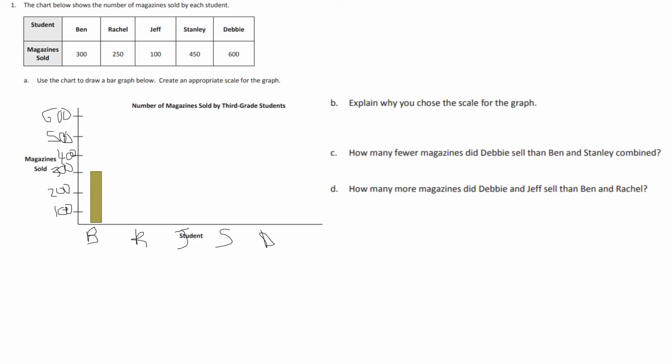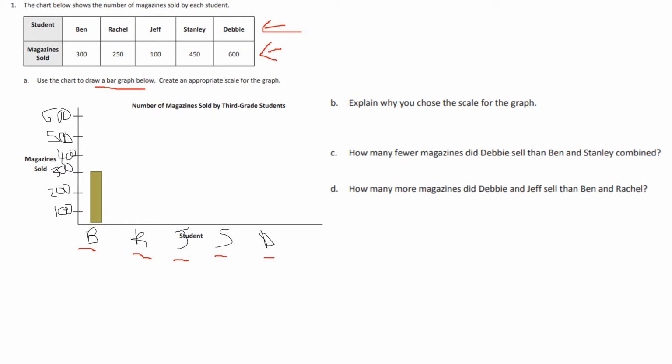All right, so for this first problem, it says the chart below shows the number of magazines sold by each student. So here we have the students' names and what they sold. Then what we have to do is use the chart to draw a bar graph and create the appropriate sales for each kid for the graph. You could do this differently than I did, but to make it a little bit easier, instead of writing out each kid's name, I wrote the first letter. So I had B for Ben, R for Rachel, J for Jeff, S for Stanley, and D for Debbie.